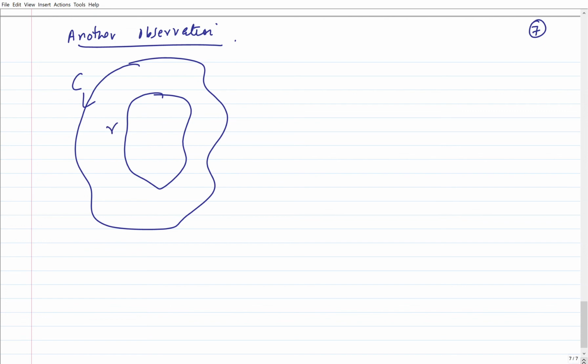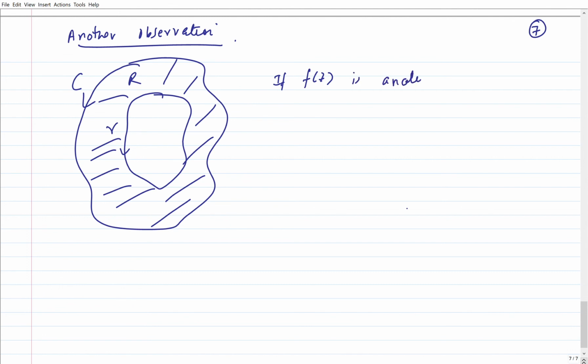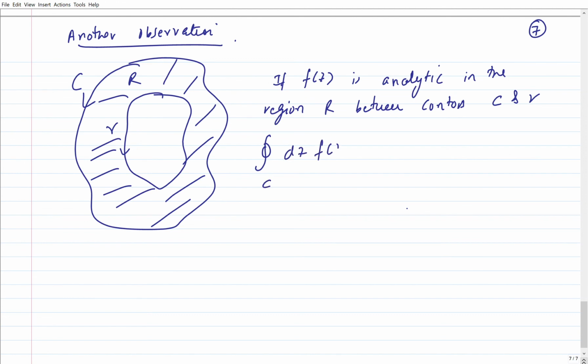So I have two contours, C and gamma, and I have a region R. So the observation is that if f(z) is analytic in the region R between contours C and gamma, then I have this equality: the integral evaluated over the contour C is equal to the integral evaluated over contour gamma.